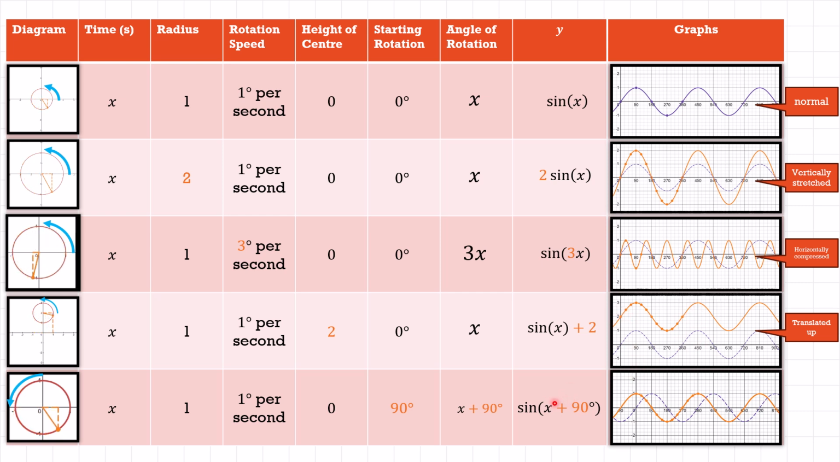And finally, if we were to add a certain number of degrees inside of the brackets before evaluating the sine function, we see that this function has actually been shifted to the left. It used to start right here. Now it's here at -90, but the shape is still identical.